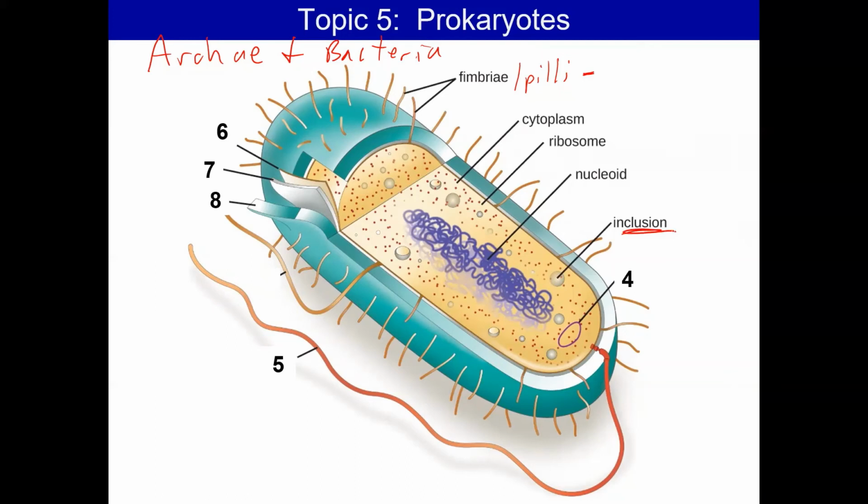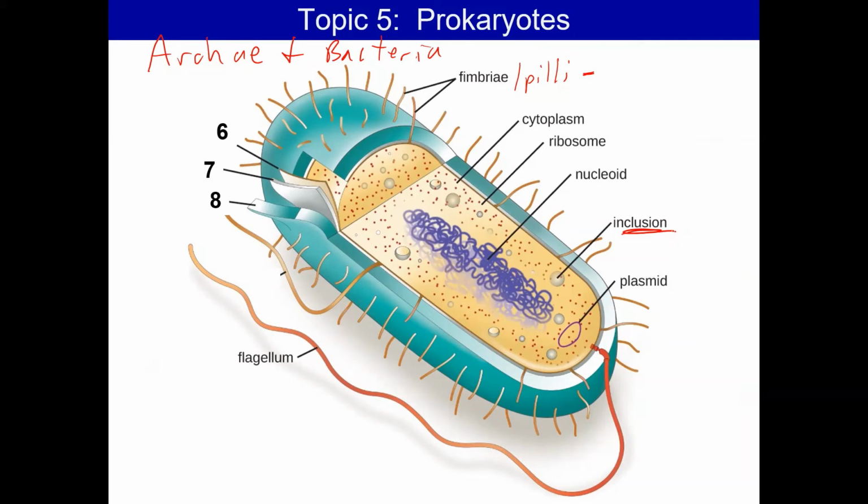So 4 is a ring, and it's a ring of DNA, and that is a plasmid. It's kind of like a mini little chromosome with a few extra genes on it. Sometimes they have antibiotic resistance, and that's something that we're concerned about when we're following new infectious organisms. Number 5 is the tail, and the tail, of course, is the flagellum. If you have many, you have flagella. If you have 1, it's a flagellum, and that's used for swimming.